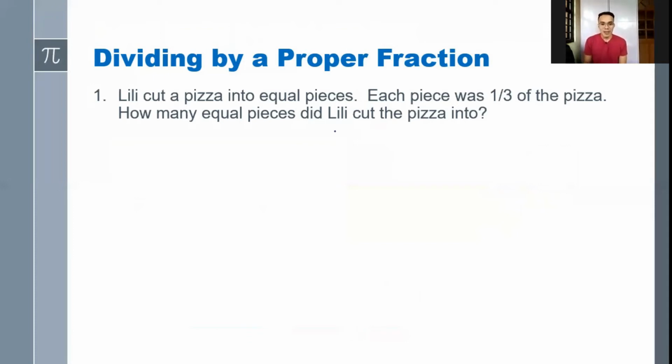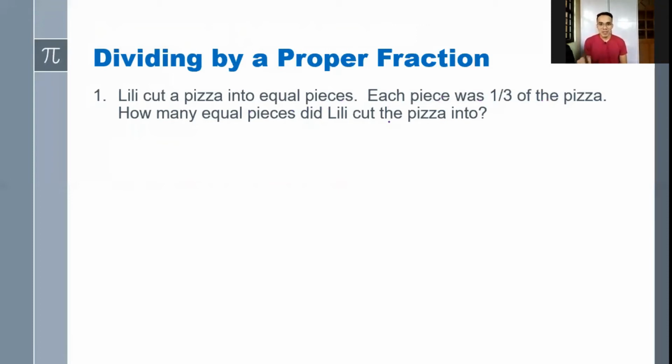Lily cut a pizza into equal pieces. Each piece was 1/3 of the pizza. How many equal pieces did Lily cut the pizza into?